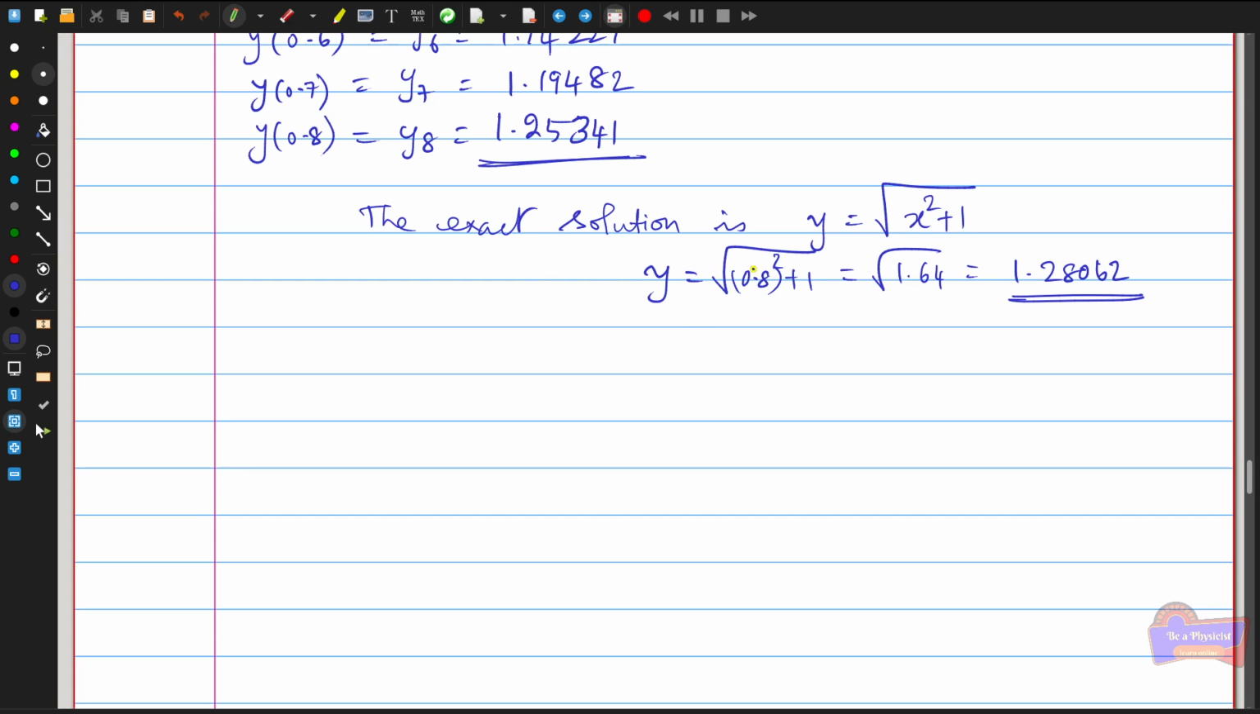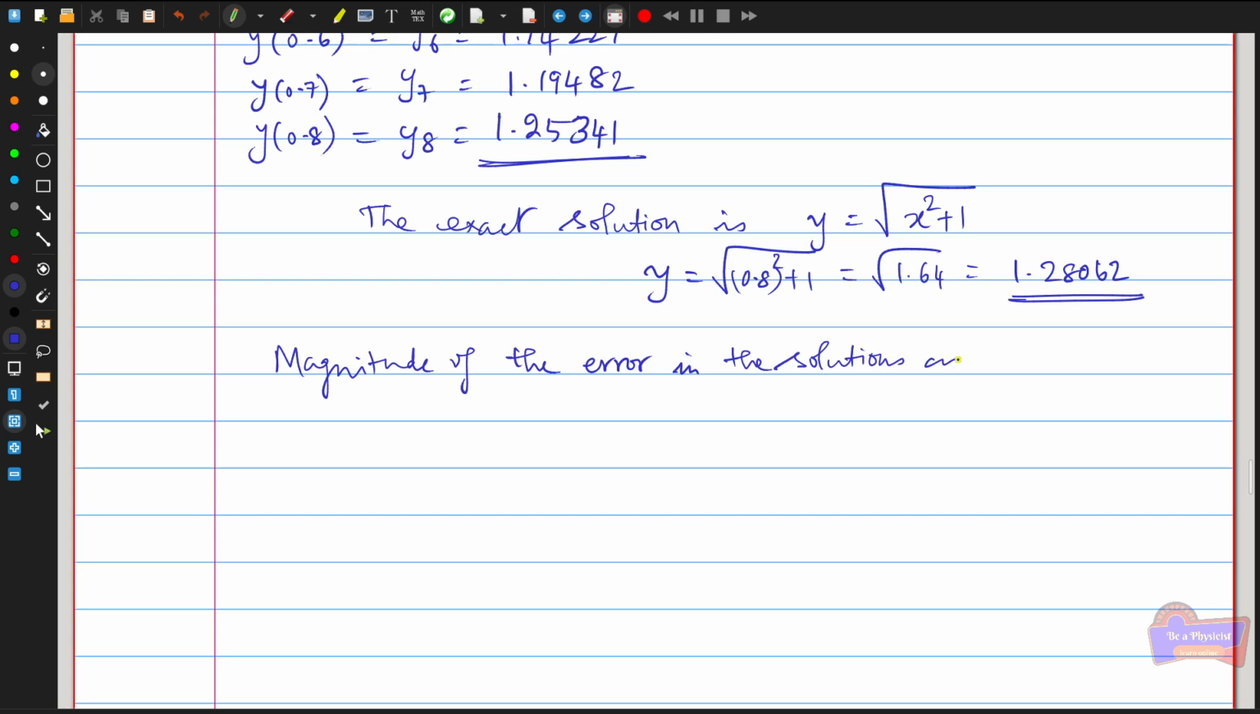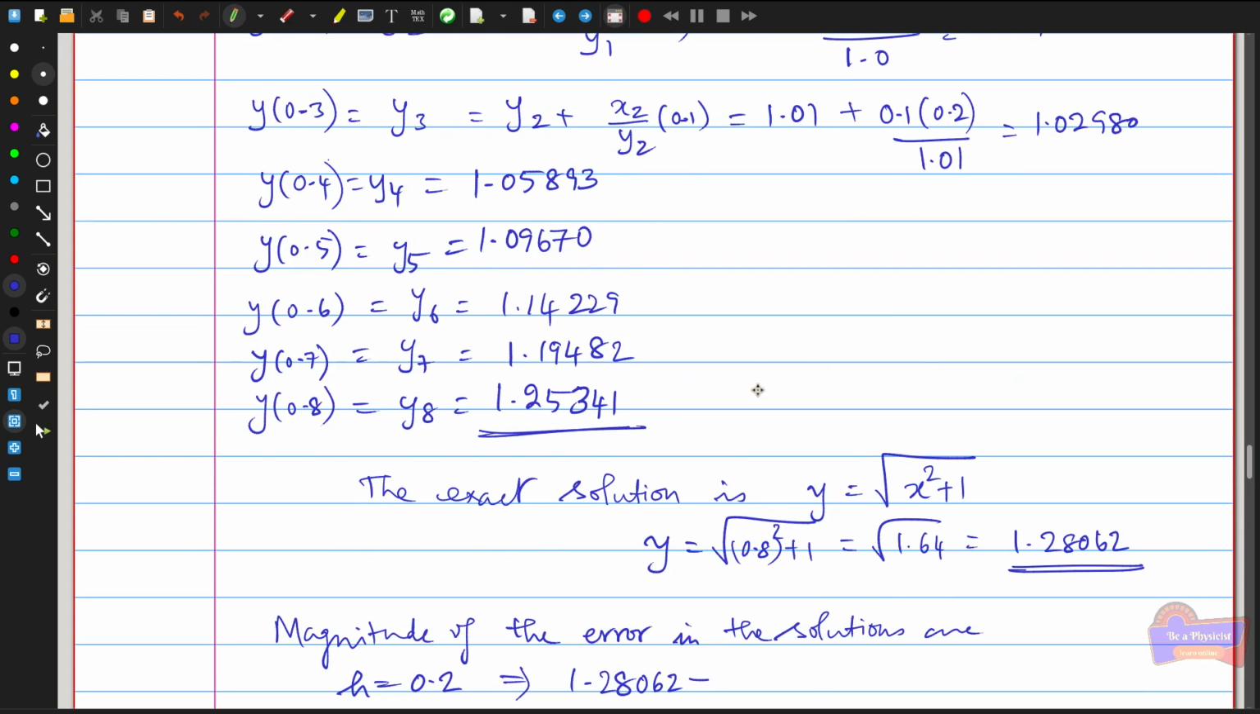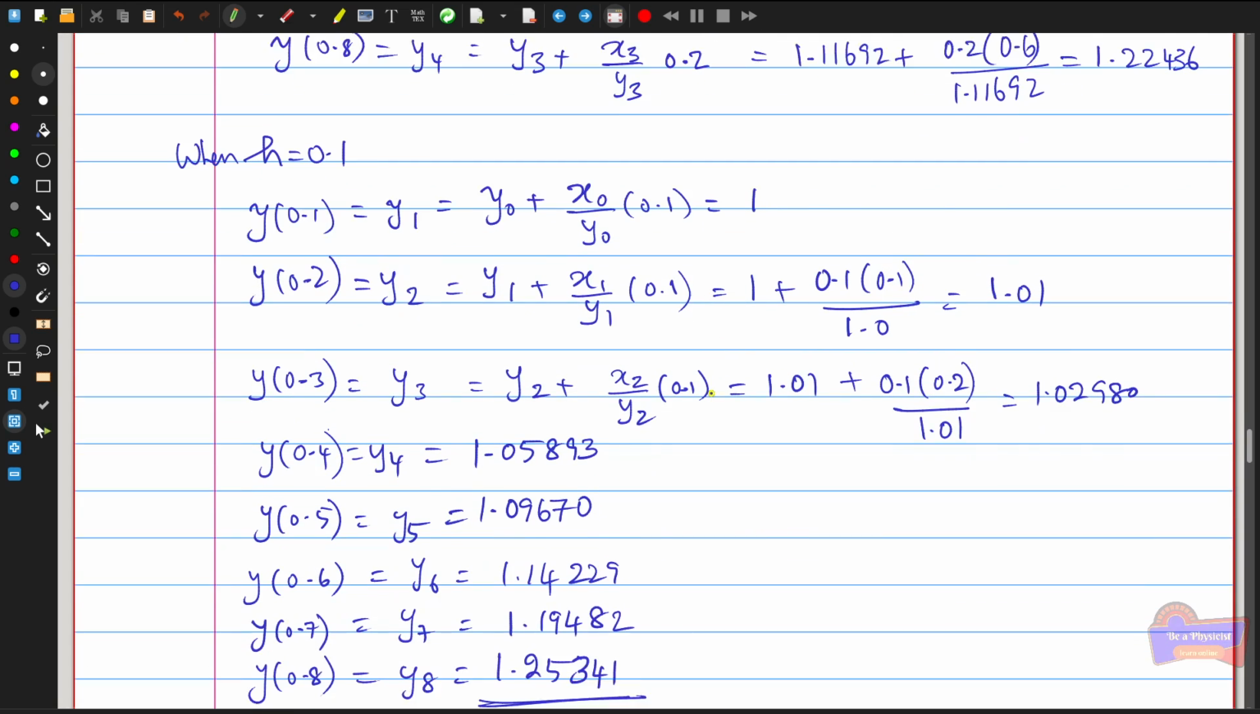So this is the exact solution. Now we have to find out what is the error. So the magnitude of the error in the solution at h is equal to 0.2, we have the true solution, and the error is the exact solution 1.28062 minus the numerically obtained solution 1.22436.